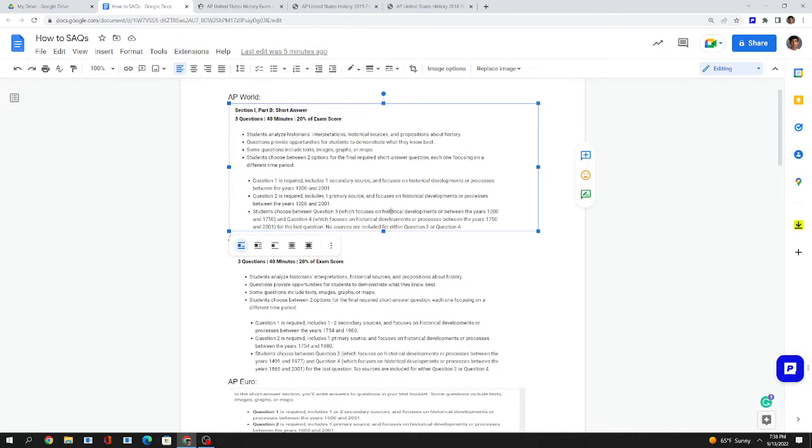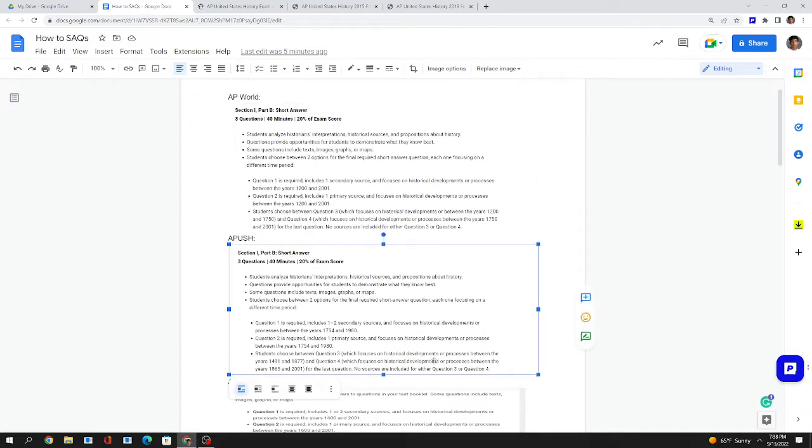Typically, students go for the one from 1750 to 2001 because it's just history they remember better because it's later on in the year that you read about it. For APUSH, you go from 1754 to 1980, and that's for question 1 and question 2. And then for question 3, you have an option between 1491 and 1877 or 1865 to 2001.